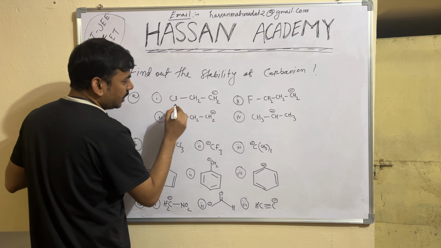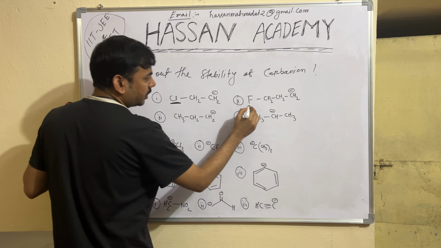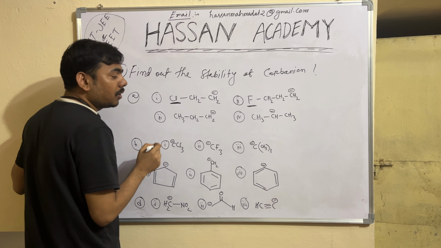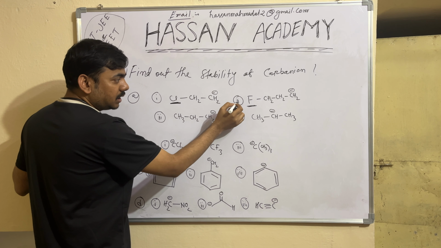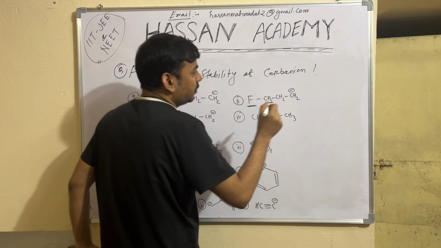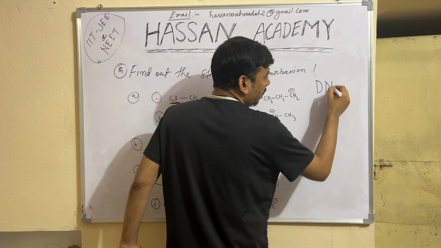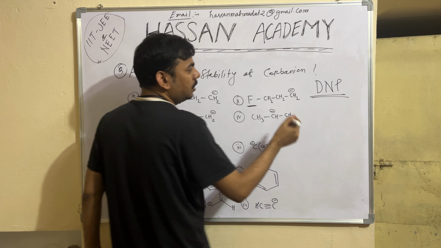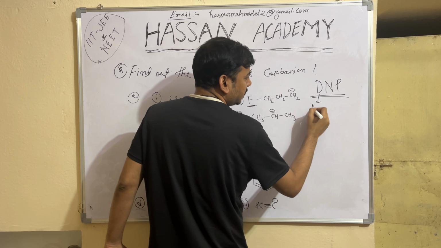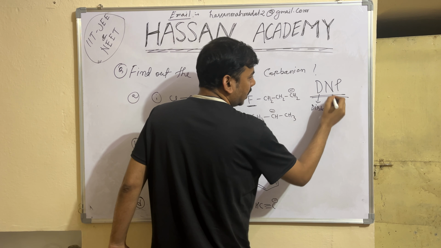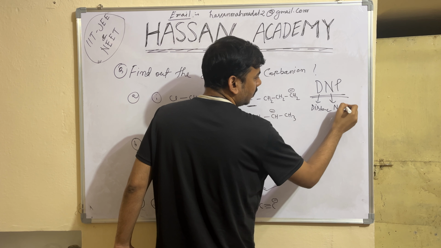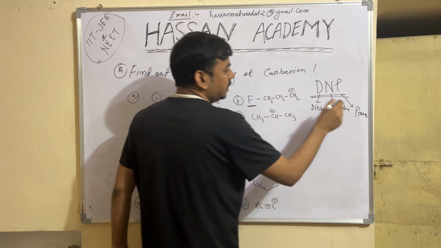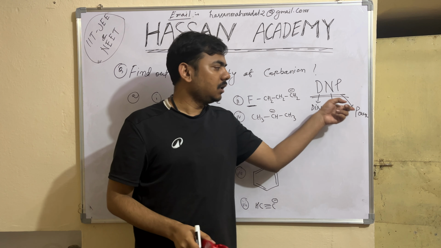So here this chlorine will show the minus I effect and this fluorine will show the minus I effect. Both will show minus I, but you know that fluorine is more powerful than chlorine, so you may make the mistake that 2 is more stable than 1. But before that you should know one small thing that is called the DNP rule. What is the DNP rule? We need to use it in the inductive effect. D for distance, N for number, how many are there, and P for power. So if distance and number are equal, then you will go for power.